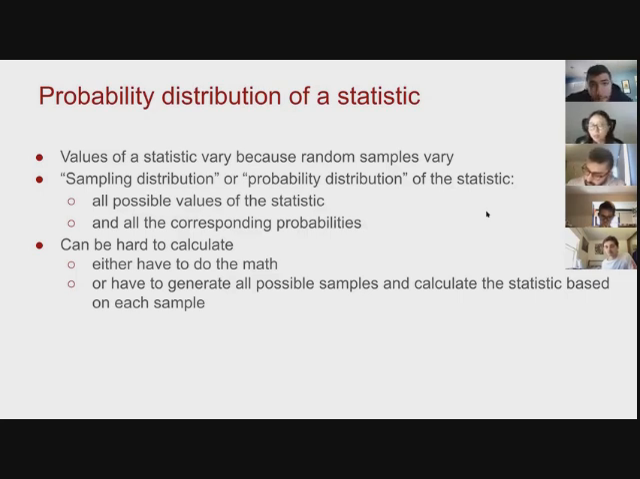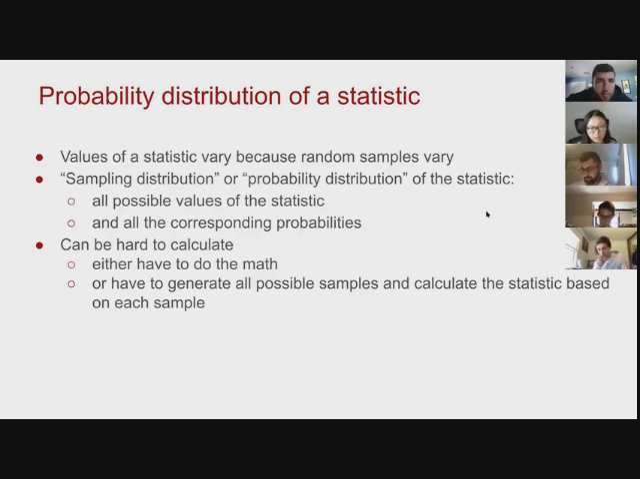If we're able to take a large number of samples, and from each of them calculate the statistic, just keep in mind it is also a distribution, but we're specifically talking about what we call the sampling distribution or probability distribution of the statistic. In essence, we're trying to get all possible values of the statistic and all of the corresponding probabilities.